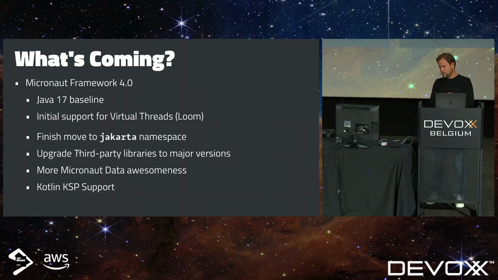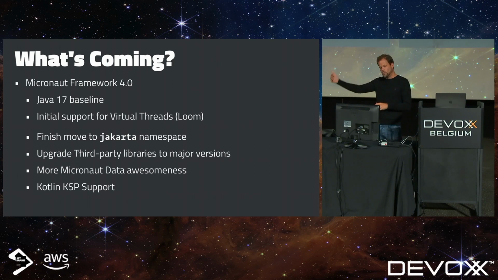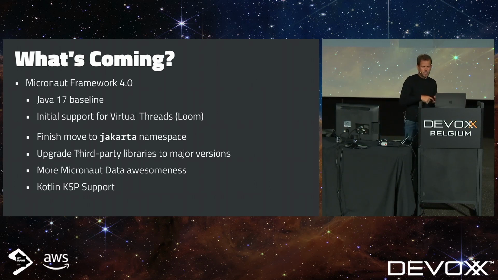We're also doing initial investigative work on supporting virtual threads and Loom. There are a few areas where we haven't migrated to the Jakarta namespace. You saw validation, so we have to do that. Also, Micronaut uses semantic versioning. So if we want to upgrade to new third-party library major versions, we can only do that in a new major release of Micronaut. So there are some libraries, like Kafka 3, for example, that we can only ship with Micronaut 4.